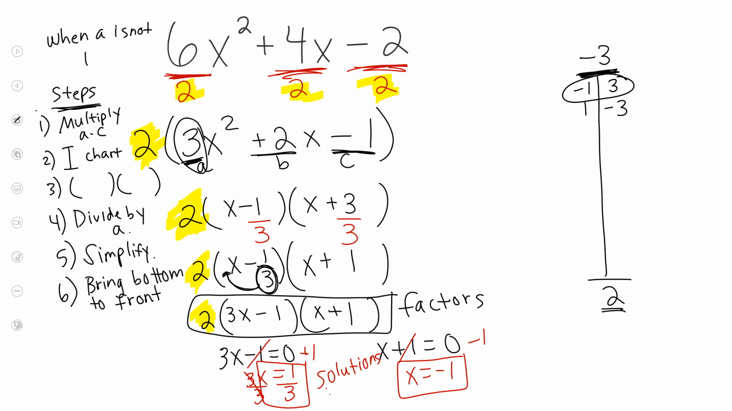You can also call them x-intercepts. You can call them roots. You can also call them zeros. All these words mean the same thing. Okay, so I have 2 solutions, 1/3 and negative 1. All right, let's do another problem.